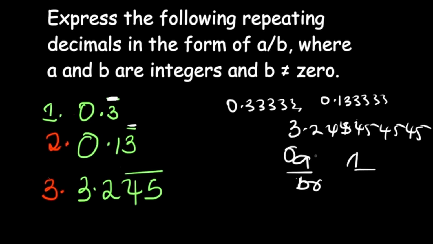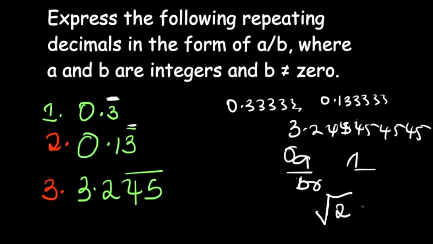That's the only number that can divide the top and the bottom without the remainder. Okay, so if we can successfully express these three repeating decimals in the form of a fraction in its lowest term, that implies that these numbers are truly rational. They are different from irrational numbers. For example, the square root of 2 is irrational, okay?